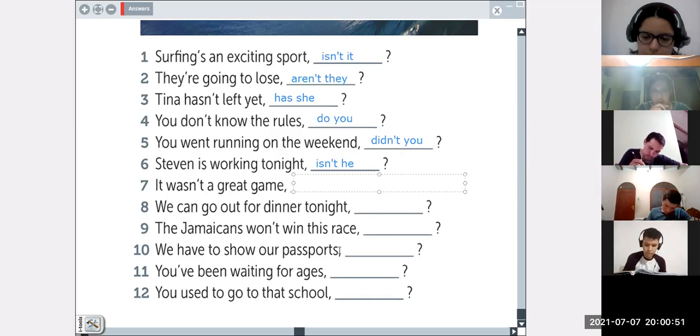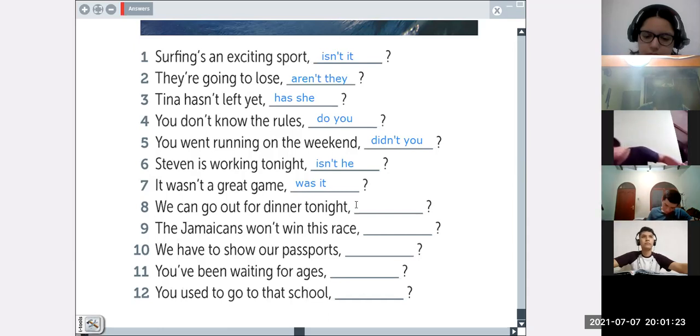It wasn't a great game. Did it? Could be. Okay, but here we have the verb to be. Was it? Very good. Siempre cuando tengamos el verbo to be es como si fuese un auxiliar, ¿ok? Entonces no necesitamos did. Cuando tenemos el verbo to be, no ponemos do y no ponemos did, ¿ok? Sebastián, number 8, please. We can go out for dinner tonight, can we?